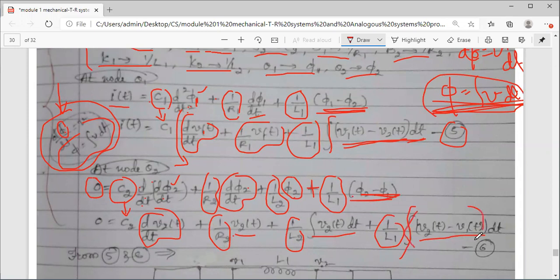Don't expand this bracket, keep it as it is. Let this equation be denoted as equation 6. Now 5 and 6 we will use to analyze and draw the circuit.